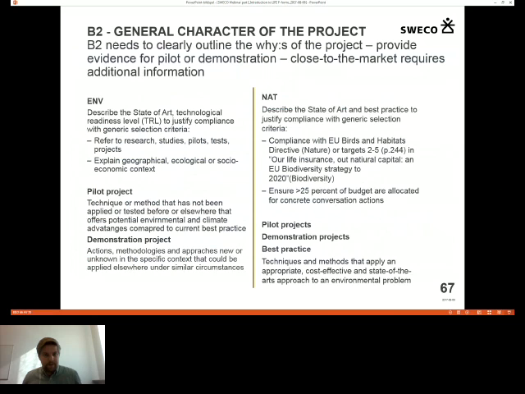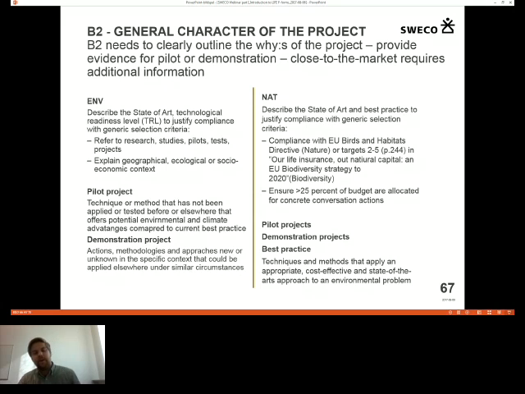So we will start with environmental and resource efficiency. As I said, there are two different characters of a project that the LIFE program approves. It's first of all pilot projects. Every pilot project tests an approach, a technology, or a method that has never been applied or tested before or elsewhere. And you have to be able to show that this technology offers at least potential environmental and climate advantages compared to the current best practice in the field or the state of the art.